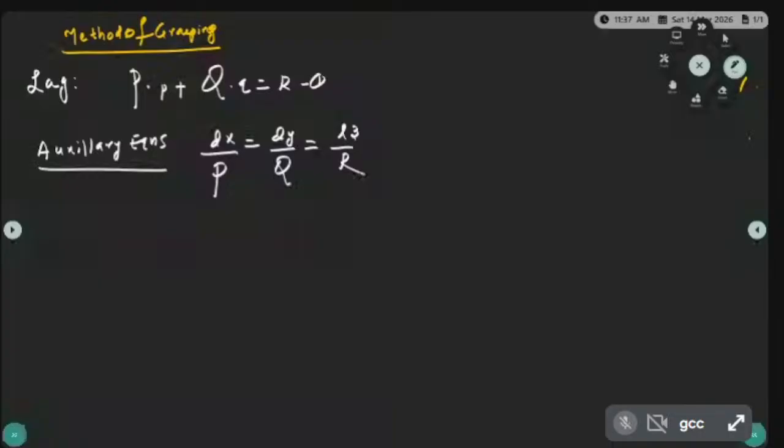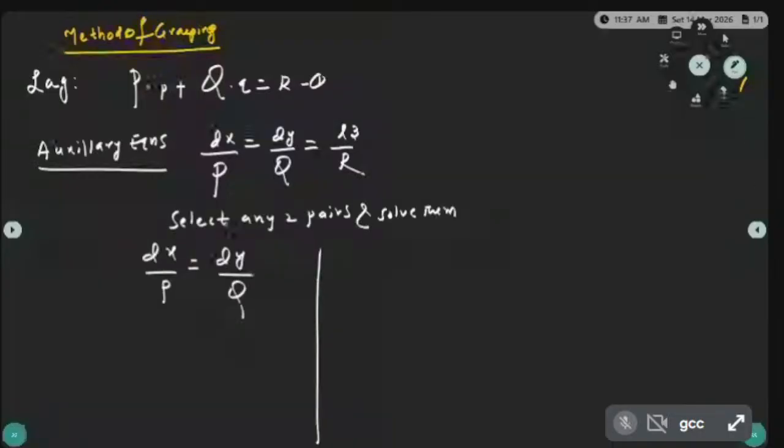Listen here. I am selecting these first. This is my first pair, dx by P equal to dy by Q, and dy by Q equal to dz by R. I have selected the last two as one pair. Or if you want, you may select first and third also. You can select any two which are comfortable to solve. What is the first pair? dx by P equal to dy by Q. And what is the next set? dy by Q equal to dz by R, and solve.